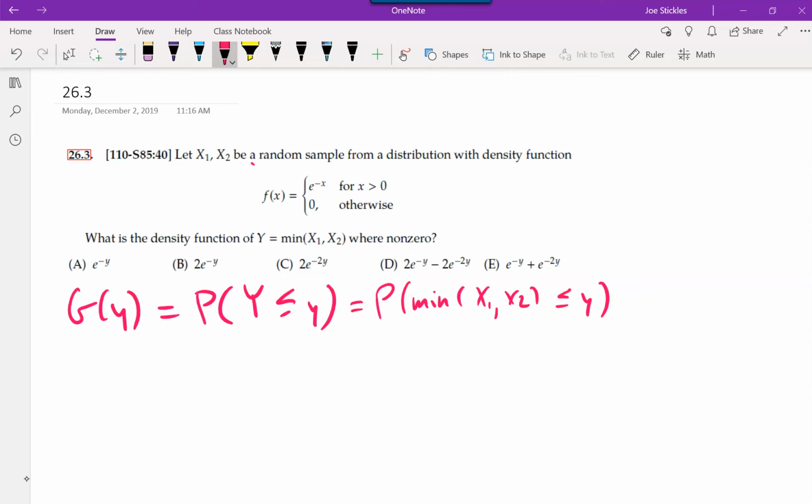So instead of doing at least one of them, let's do the complement, right? Let's say that we want to do that the minimum is actually greater than y, because that's a little bit easier. Yes.